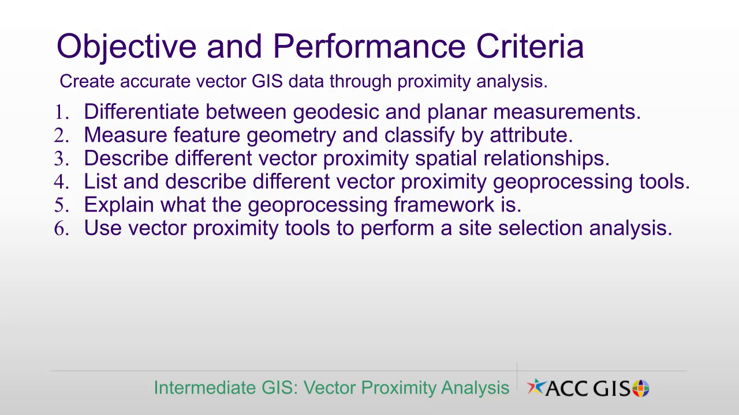You should be able to list and describe different vector proximity geoprocessing tools, like creating origin destination links or buffering. You should be able to explain what the geoprocessing framework is, which is the larger framework within GIS software that allows you to access individual geoprocessing tools. From the ArcGIS Pro analysis ribbon, you can access geoprocessing models, scripts, commands, workflows, toolboxes, portal, and even your geoprocessing history. Last, you'll use vector proximity tools to perform common geospatial analyses like site selection and impact assessment.